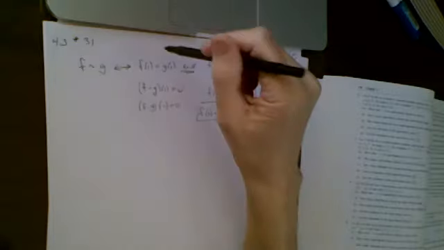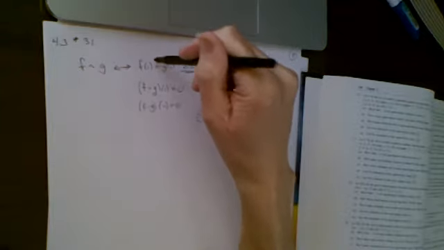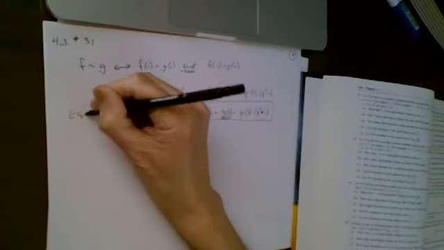And again, similarly for transitive, if f is related to g and g is related to h, then f and g give you the same value at 1. g and h give you the same value at 1. So f and h have to give you the same value at 1. And the same thing is true for negative 1. So this is an equivalence relation.